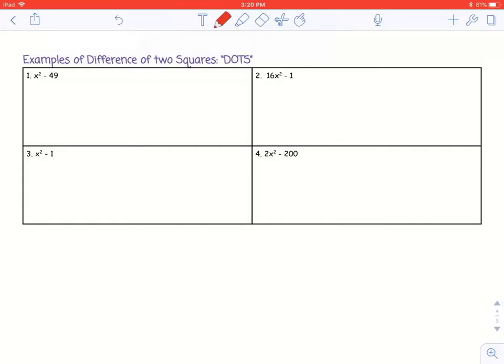We're going to look at examples of difference of two squares, or I call it DOTS for short. So our pattern when we have a difference of two squares is to say that we have perfect squares that are being subtracted, and they can be broken up into two binomials. One needs to be positive and one needs to be negative.